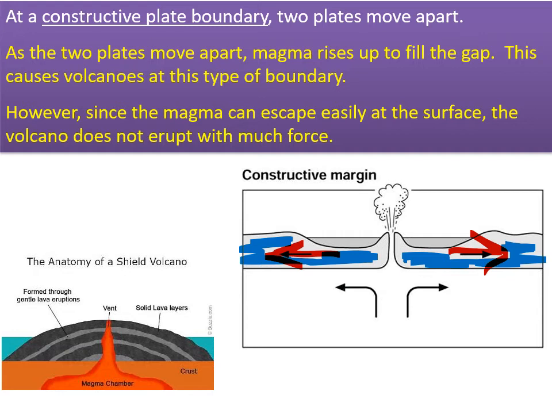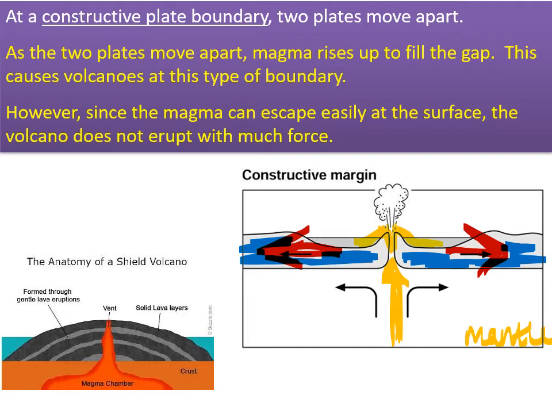As they're moving away, this allows the magma inside the mantle to rise up. You can see these arrows showing that it is rising up. It's not coming out at much pressure, so it's probably just going to flow down either side of the volcano. There's not much pressure because the plates are pulling away from each other, so there's not that pressure of the plates crashing into each other like there is on the destructive plate boundary margin.